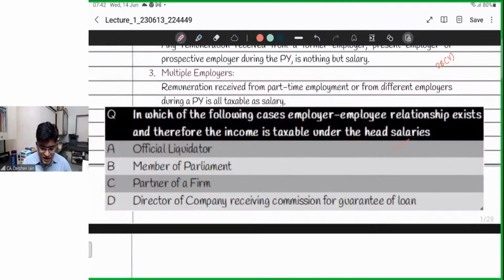In which of the following cases does an employer and employee relationship exist and therefore income is taxable under the head of salaries?